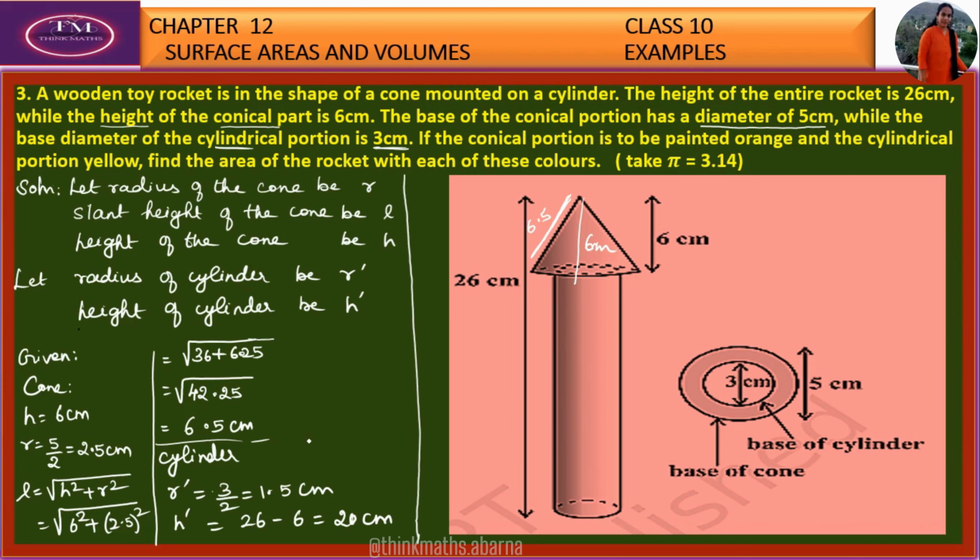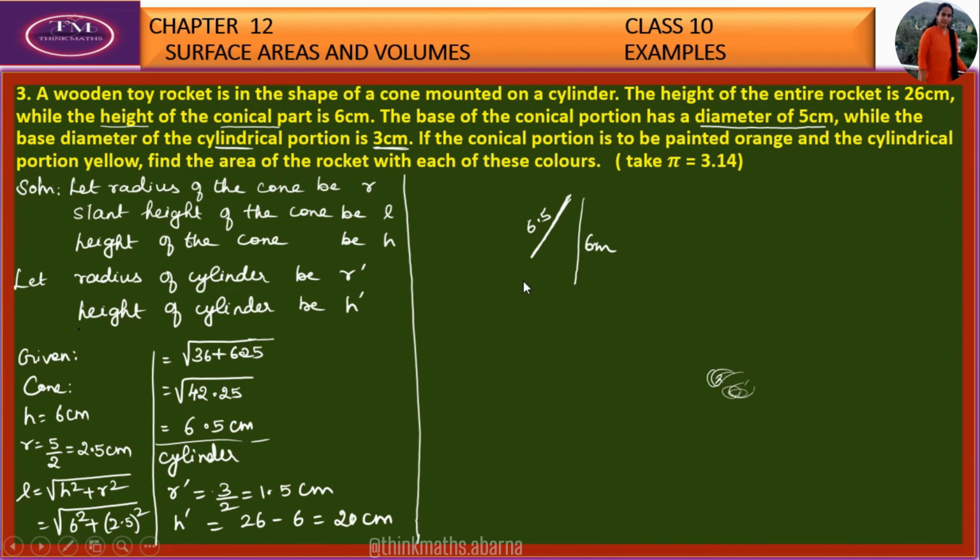Now we have to find out the area which is to be colored orange. That is, the conical part is to be colored orange and the cylindrical part is to be colored yellow. Also we know that the base area of the cylinder is hidden in the conical part. So this part need not be colored orange. So from the base area of the cone, we have to take away the base area of the cylinder to get the area to be colored orange. So let us get into that.